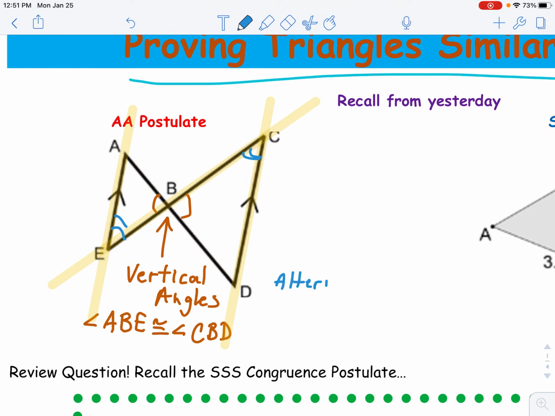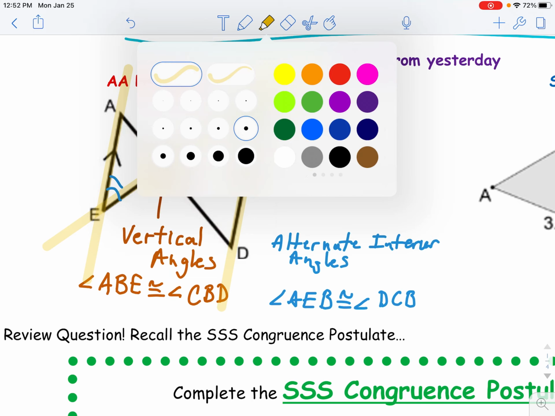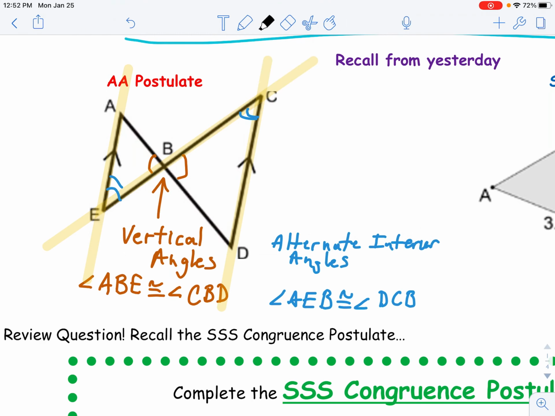Alternate interior angles are congruent. We have parallel lines. We can say that's the transversal, and so on and so forth. So angle AEB is congruent to angle CDB because they're alternate interior angles. And then lastly, I could even write a similarity statement if I would like. I can say, oops, by angle.